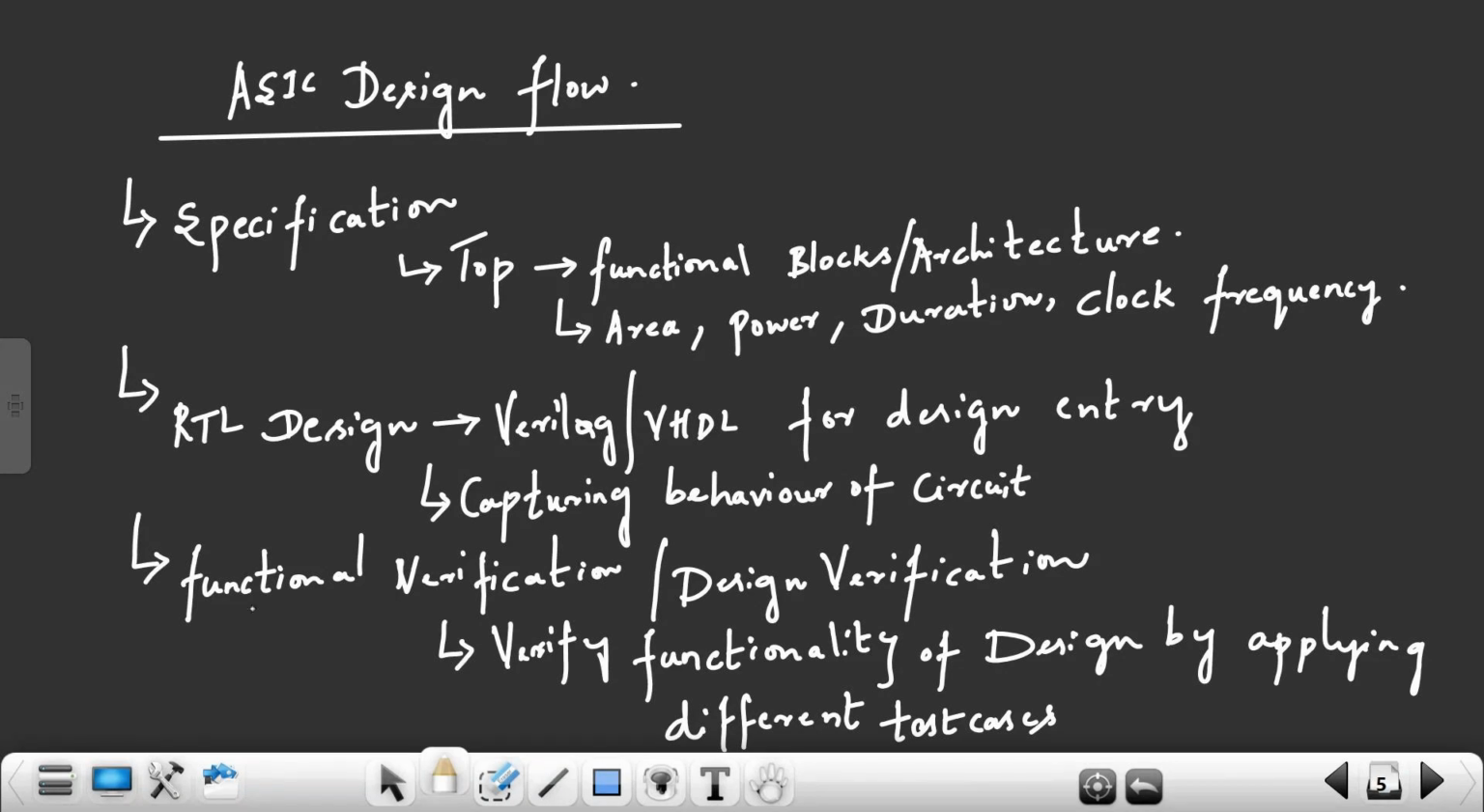When you have to become an RTL engineer, you should be knowing Verilog or VHDL. You should be very good in STA. You should be knowing some protocols, AXI protocol, I2C protocol, communication protocols. To become a functional verification engineer, you should be knowing Verilog, SystemVerilog, UVM, universal verification methodology.